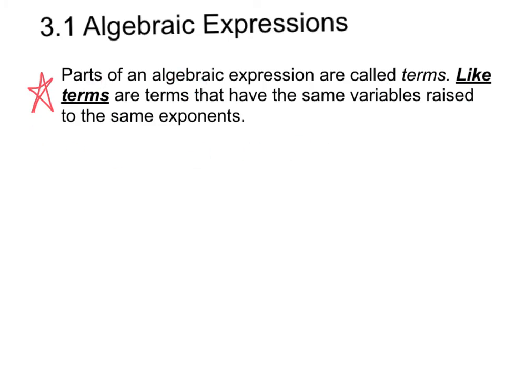Parts of an algebraic expression are called terms. Like terms are terms that have, this is it, the same variables raised to the same exponents. A lot of students think that like terms have the same variable. They do, but they also have the same exponent. So please make sure you understand that like terms have the same variables raised to the same exponents.